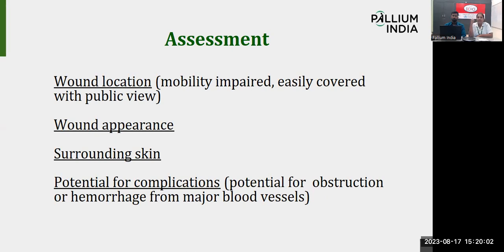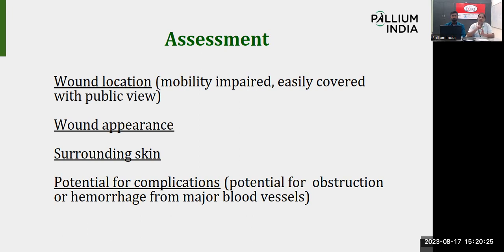Why? Because flies will sit on it, right? So we have to tell them that even if dressing is also done, there are certain areas through which a fly can go inside, so they have to cover it, right? So the location is very important. Then wound appearance. Wound appearance means how the wound is appearing, right? That is also very important.